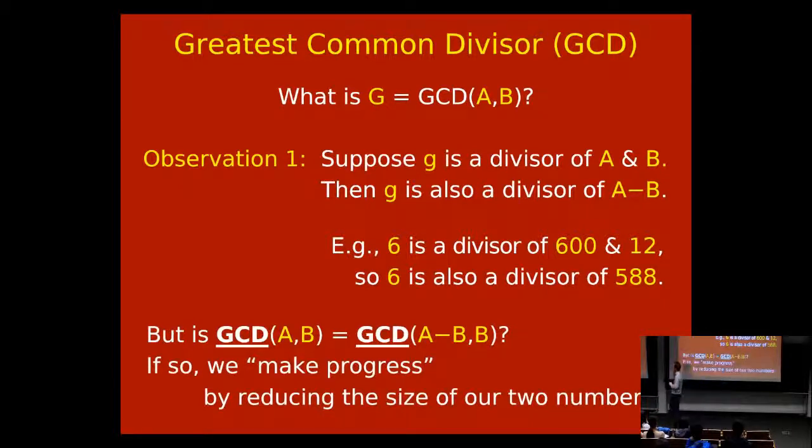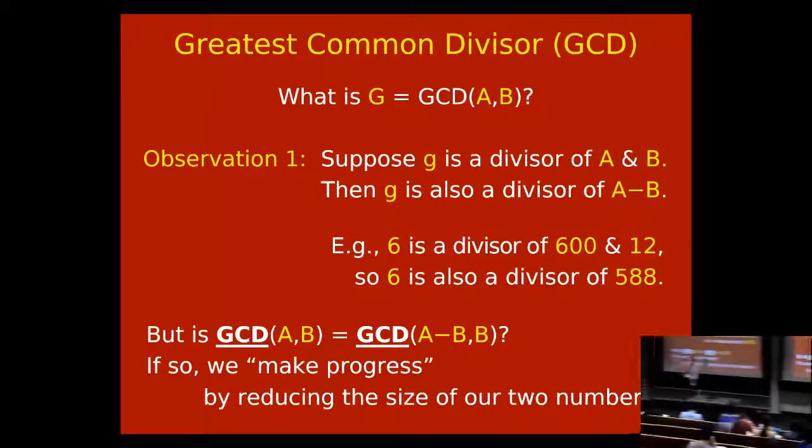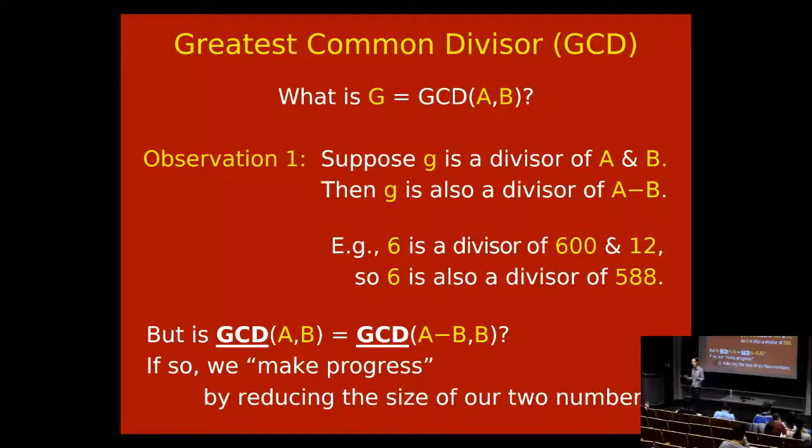OK, so that's good. What would be really cool is if it wasn't just that whenever you had a divisor of A and B, it also divided A minus B. What would be really cool is if the GCD of A and B was always the GCD of A minus B and B. The reason that would be cool is you could use that to reduce the computation of the GCD of A and B to a smaller GCD problem, because A minus B is smaller. So you could say, well, it's the same as the smaller problem. And then I'll try to recursively solve that smaller problem and keep making progress.